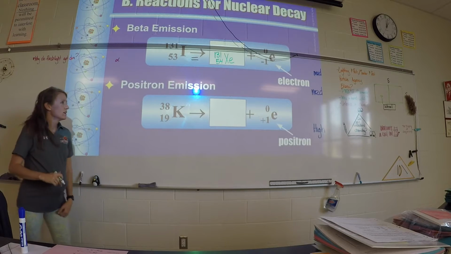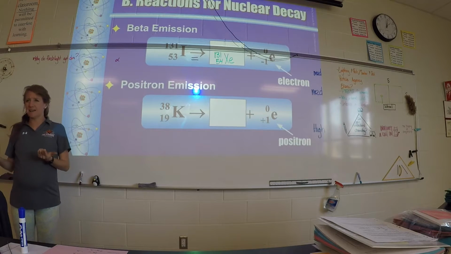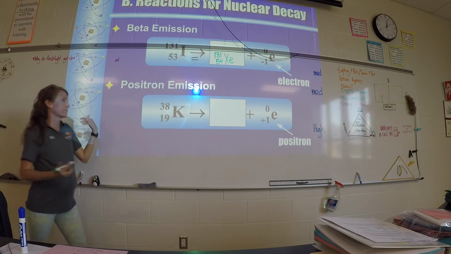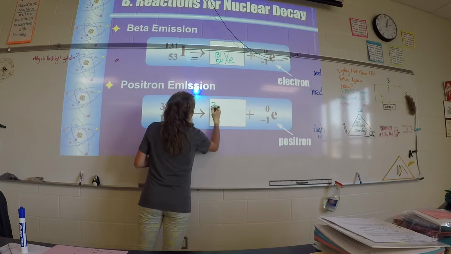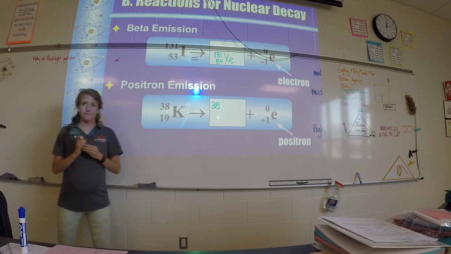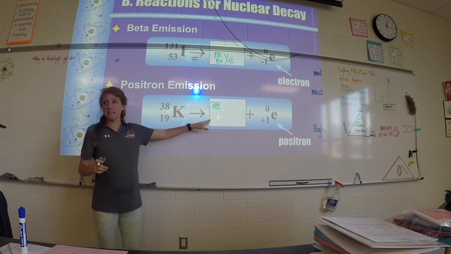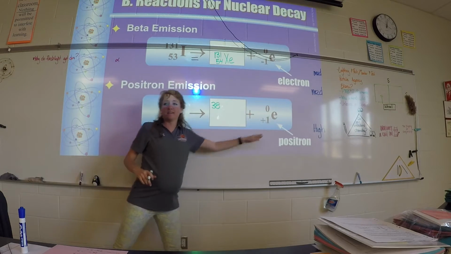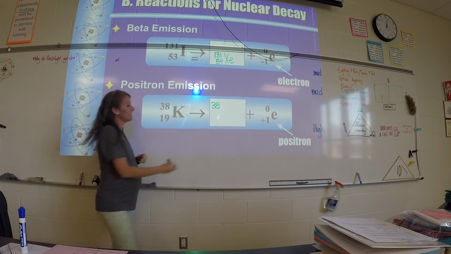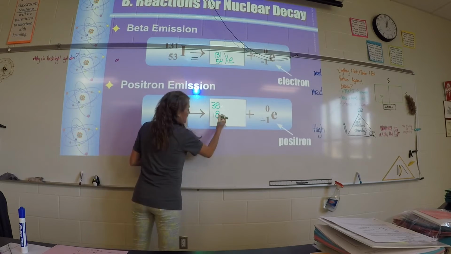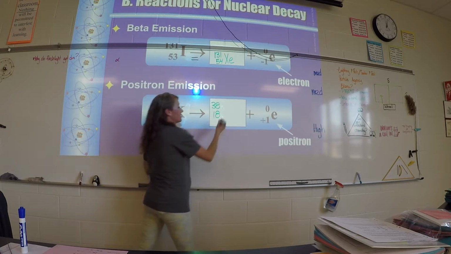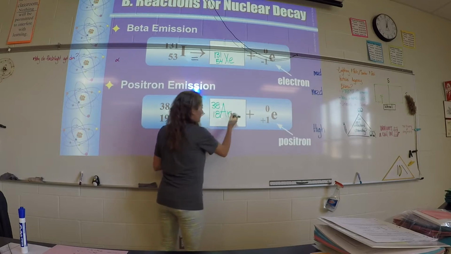In this case, with positron or beta, does our mass ever change? No. Because it's always 0. So that stays the same. Then we need something plus 1 equals 19. So it would be 18, which means its element is argon.